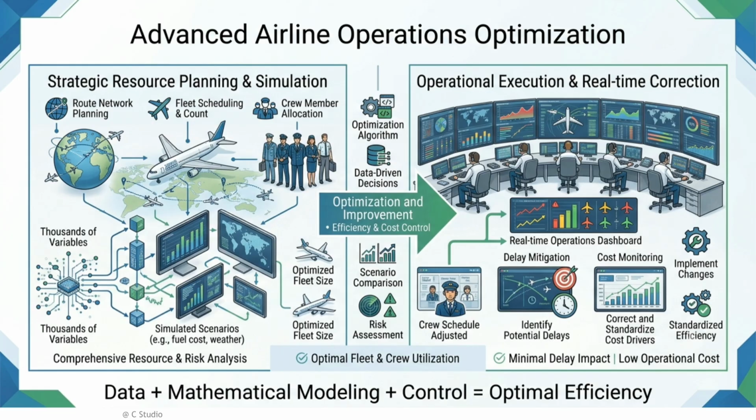Instead, companies use mathematical optimization models and computer simulations. For complex systems like airline operations, mathematical modeling allows for real-time adjustments. By simulating thousands of variables, companies can optimize flight schedules and crew usage for maximum efficiency.